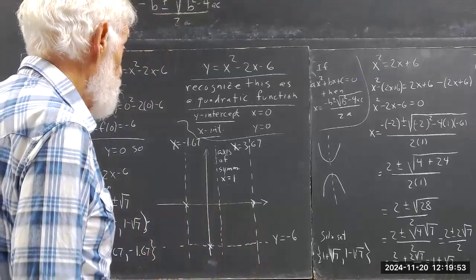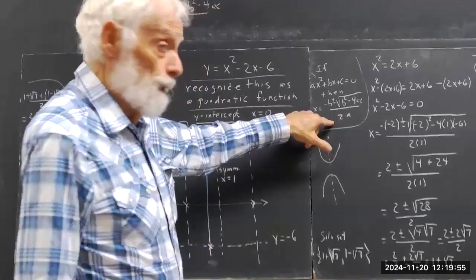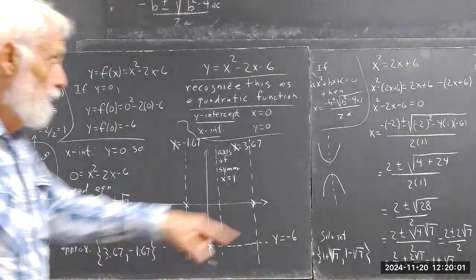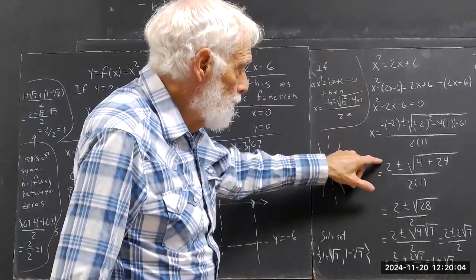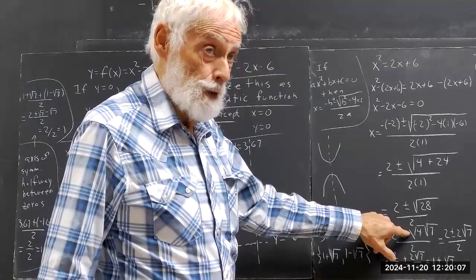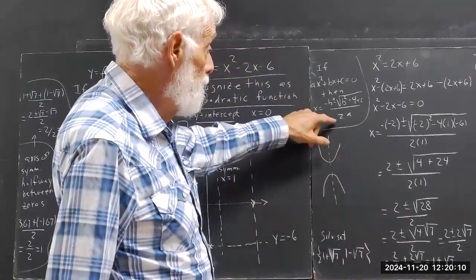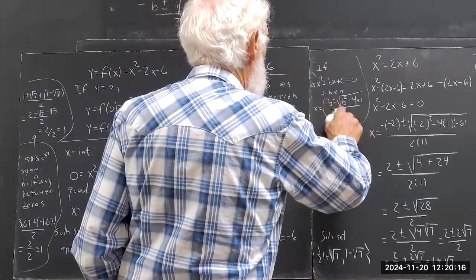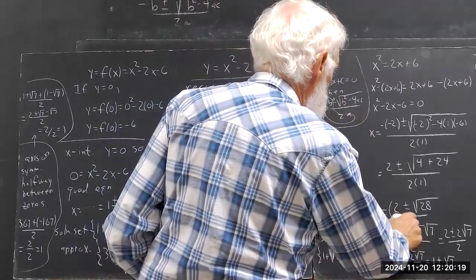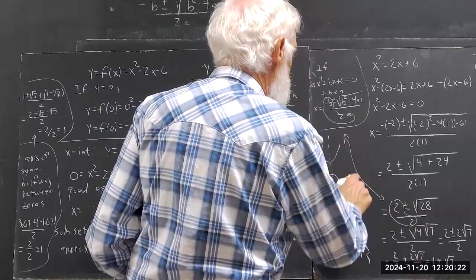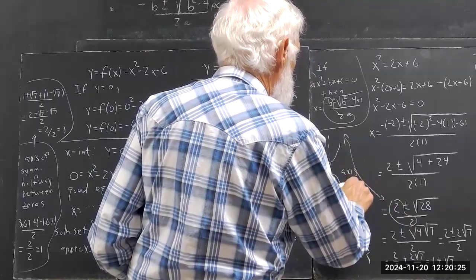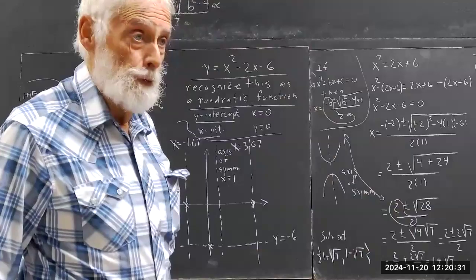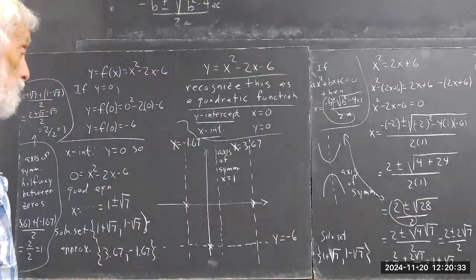Now, there's an important connection here. You have the quadratic formula, right? Where did this 1 come from? Well, in the formula, the 1 came from 2 divided by 2 right here. What's that? That's negative b over 2a. The axis of symmetry is always negative b over 2a. And that worked out beautifully.